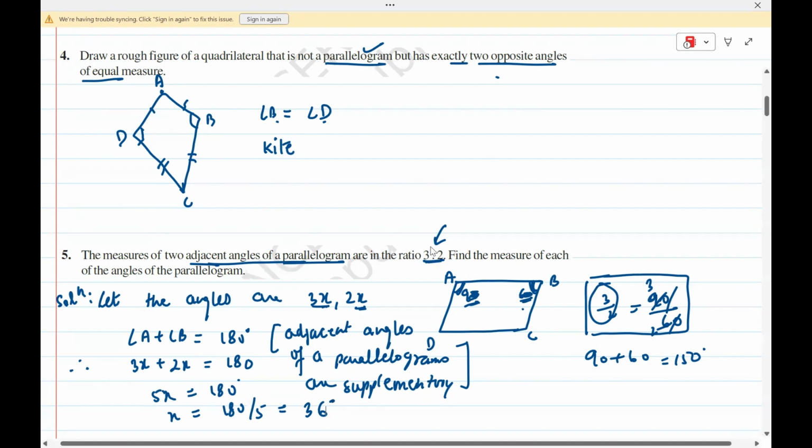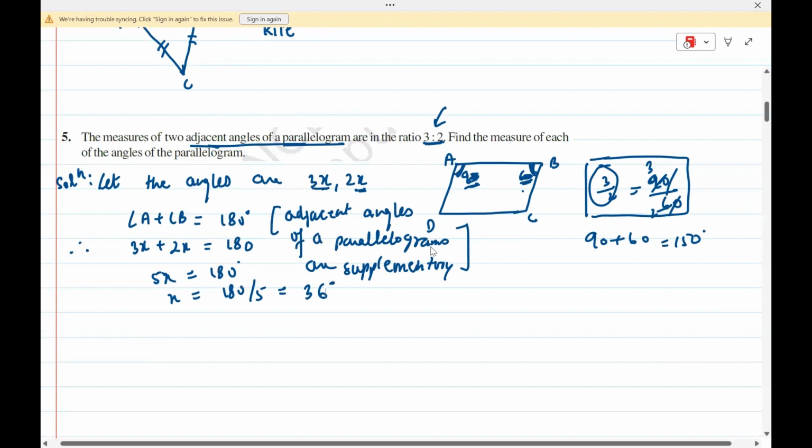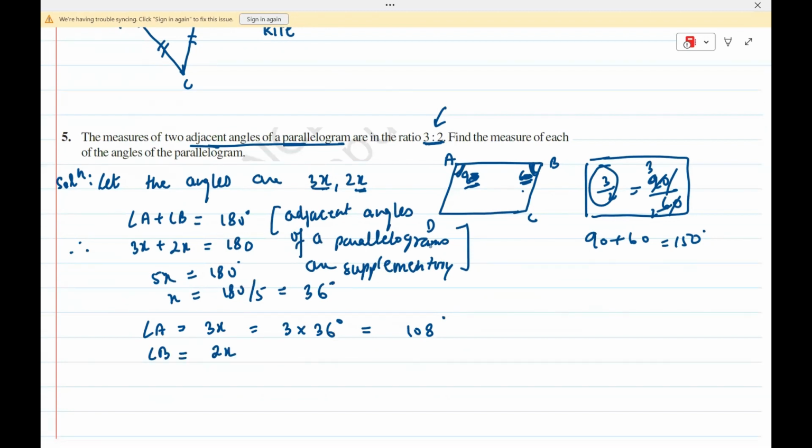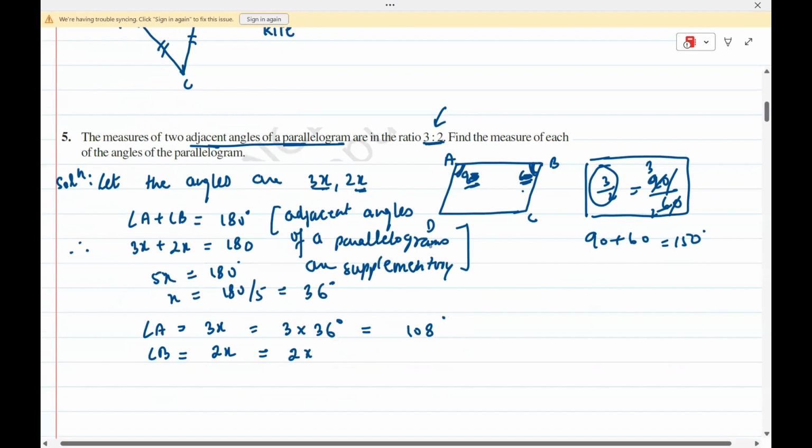Here, what I can do, okay. Angle A, I took how much? 3x, right? So I got the value of x, which is 36 degrees. Just multiply. 3 times 36 is 108 degrees. Same way, I calculate angle B, which is 2x. Now 2 into 36 degrees, which is 72 degrees, right?